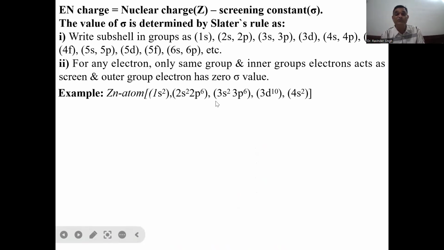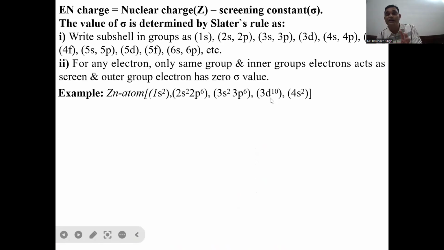We will see only those shells or subshells or orbitals which are present between the nucleus and that particular electron. For example, as I am asking you the question, what is the effective nuclear charge experienced by 3d electron? In between the nucleus and these 3d electrons, 1s electrons are present, 2s, 2p electrons are present, 3s, 3p electrons are present, and also we want to calculate the effective nuclear charge for that d electron, one of the d electrons.